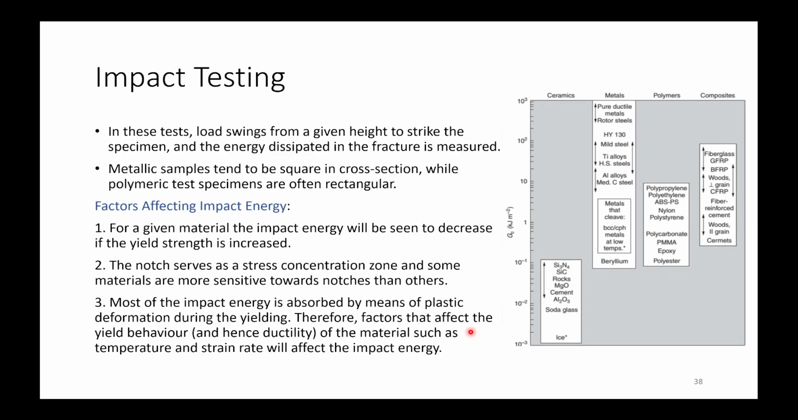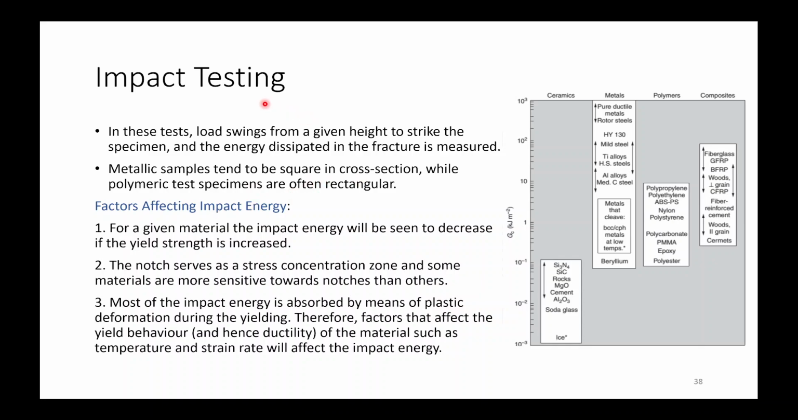Now another mechanical property is impact toughness, and it is measured using impact testing. Charpy and Izod are two methods used for measuring it. In these tests a load swings from a given height to strike the specimen, and the energy dissipated in the fracture is measured. Metallic samples tend to be square in cross section, while polymeric materials will be rectangular in shape.